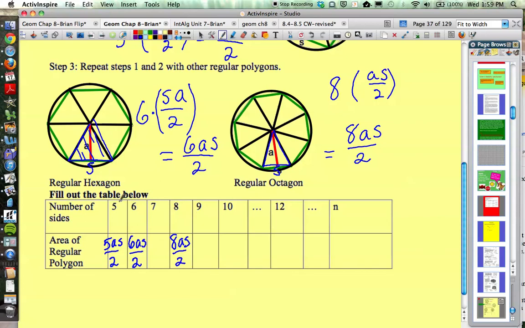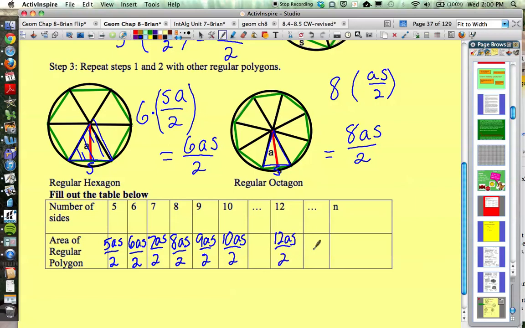All right, well, how is the number of sides related to the formula? Well, that 5 appears right here. 6 sides, that 6 is right here. 8 sides, that 8 is right here. Everything else stays the same. We still have the A times S divided by 2. So, of course, a 7-sided regular polygon would be a heptagon. So that would be 7AS divided by 2. A nonagon, 9AS divided by 2. Decagon, 10AS divided by 2. If we move up to a dodecagon, 12AS divided by 2.